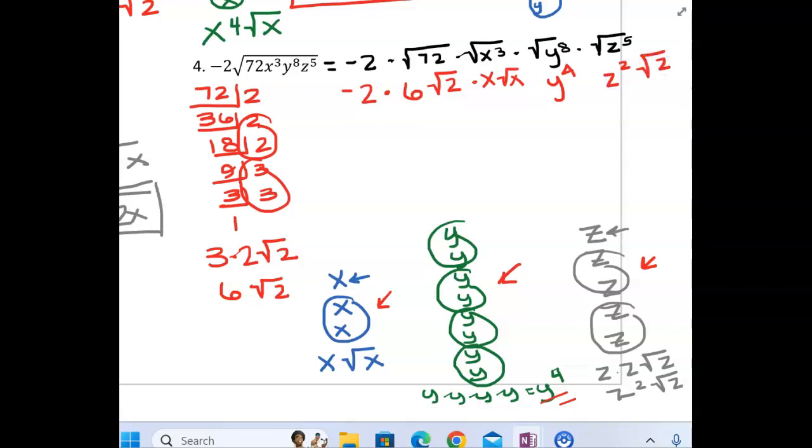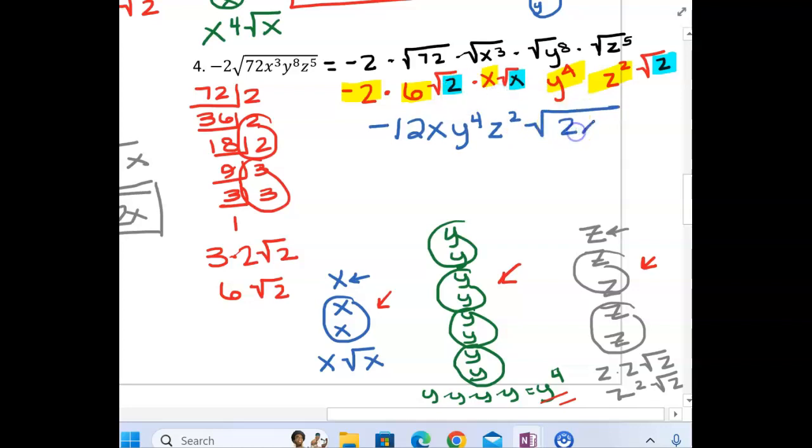Now it's just a matter of putting it all together. On the outside, I have a -2 and a 6 and an x and a y to the 4th and a z squared. When I put those together, -2 times 6 is -12, x, y to the 4th, z squared. Now on the inside, I have a 2 and an x and a z. So square root of 2xz, and that is my final answer.